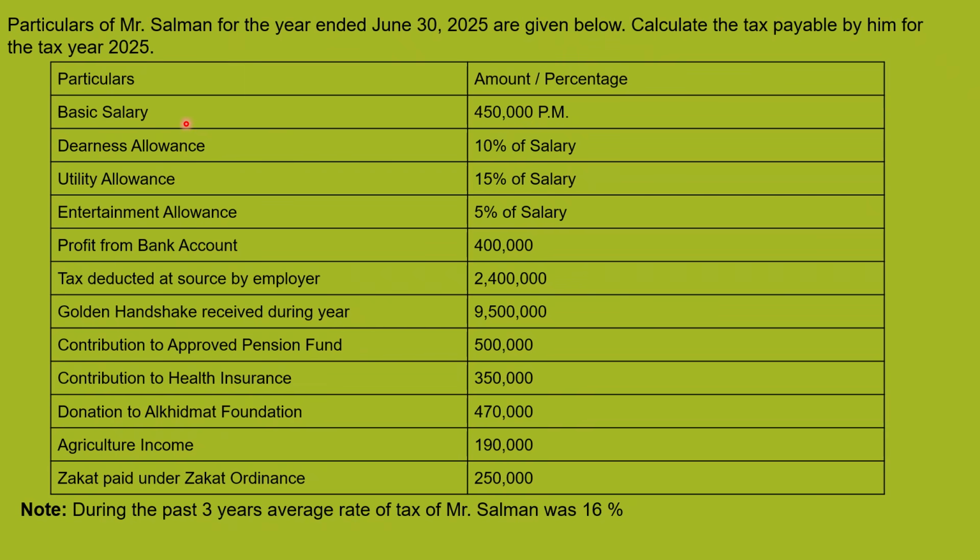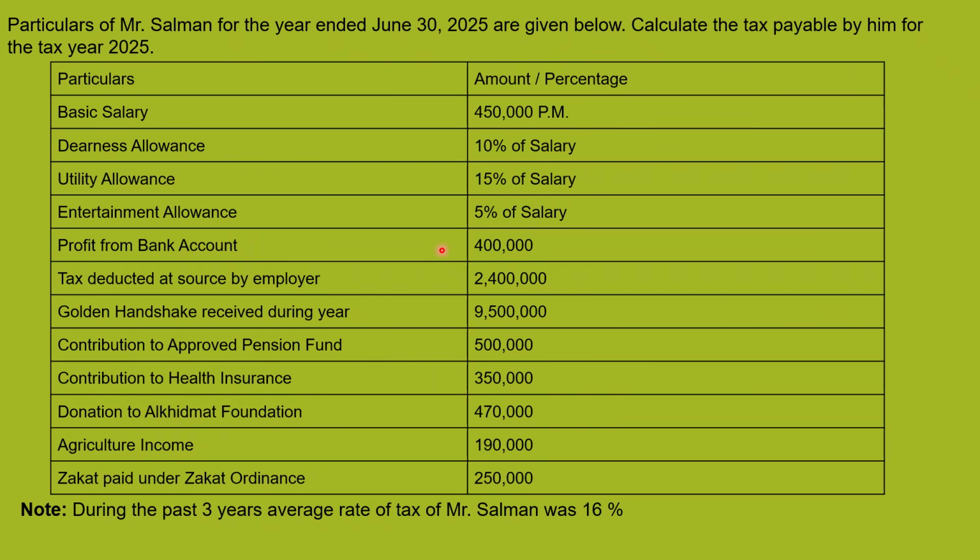Here the basic salary is 450,000 per month. Dearness allowance is 10% of the salary. Utility allowance 15% of salary. Entertainment allowance 5% of salary. When I say 5% of salary, it means 5% of basic salary. 10% of basic salary, like 450,000 per month, means 45,000 rupees per month is the dearness allowance. So we have to calculate everything on an annual basis, on a yearly basis.